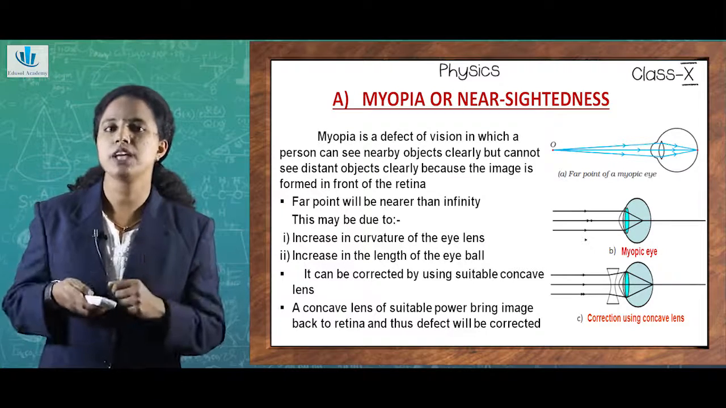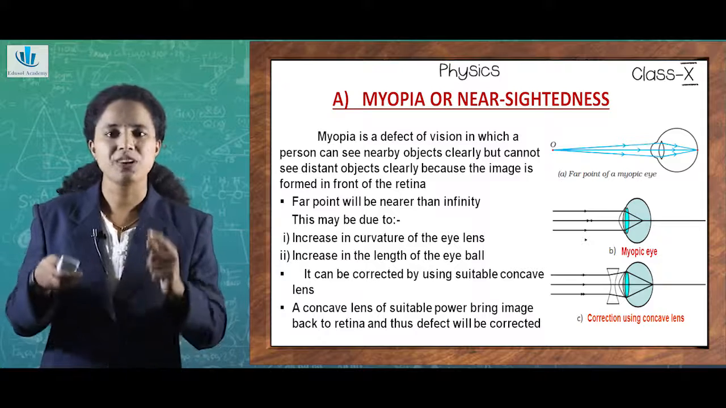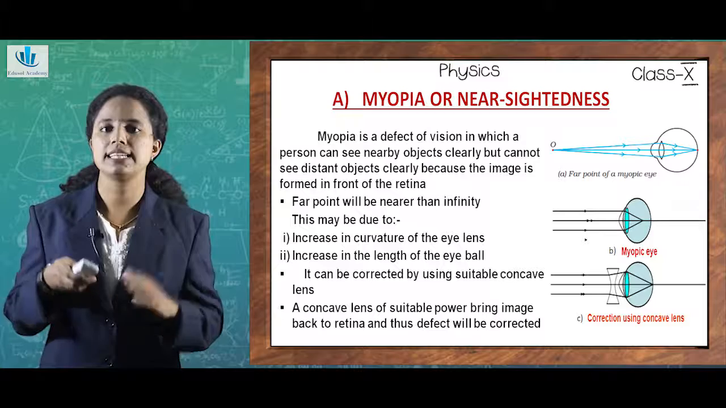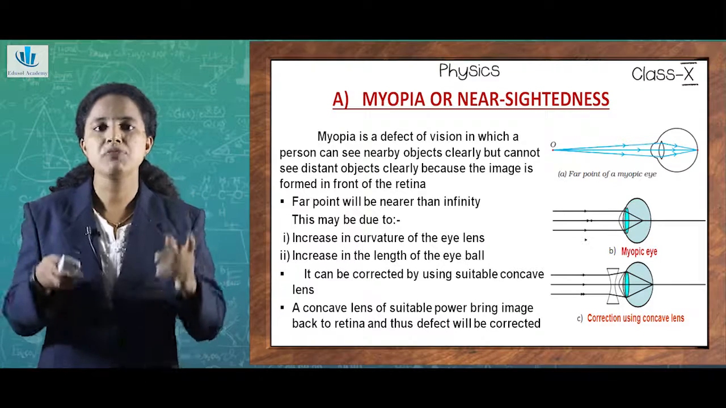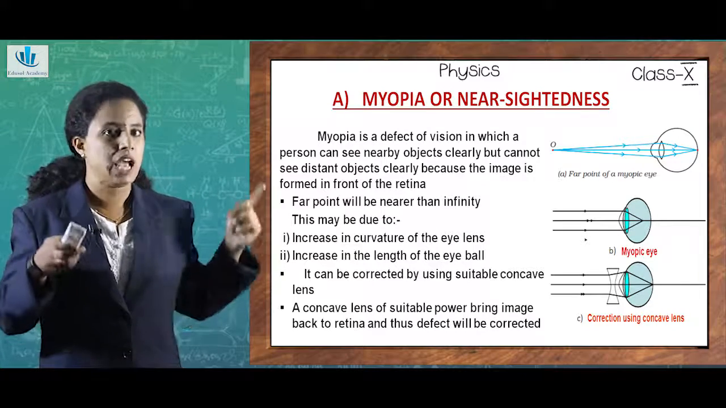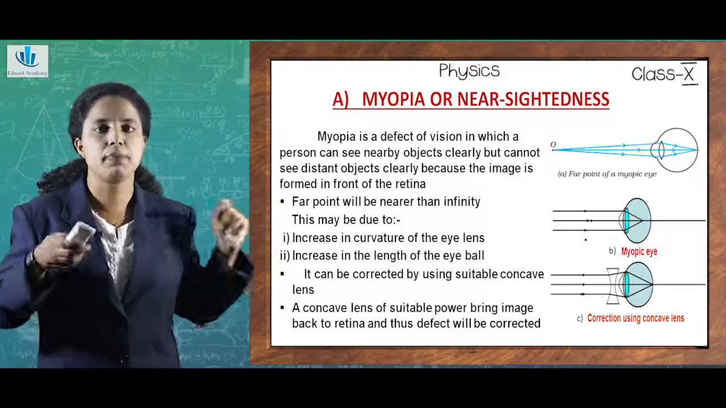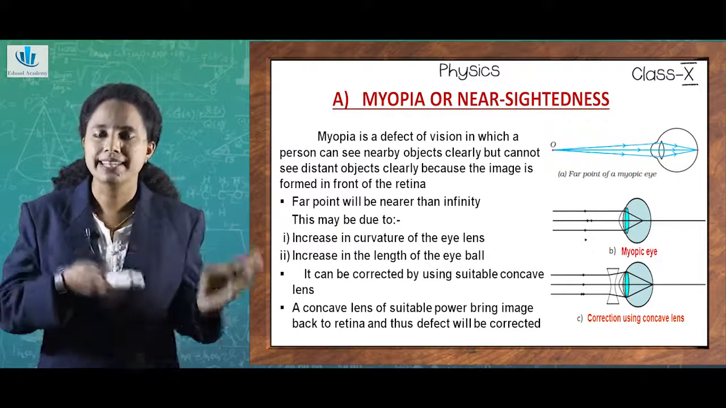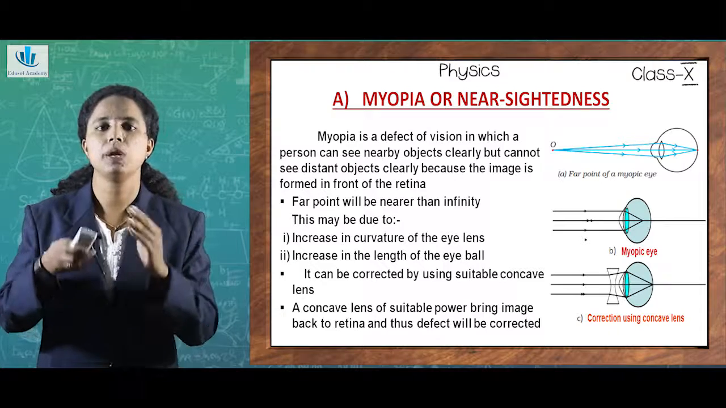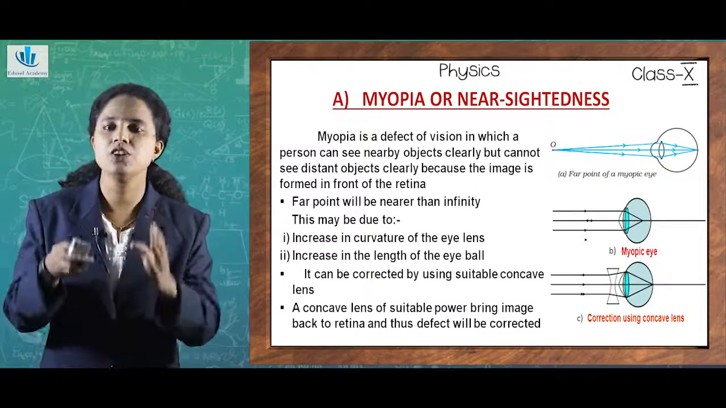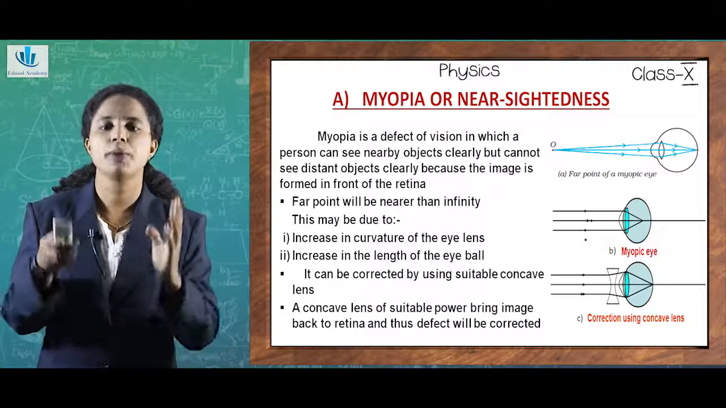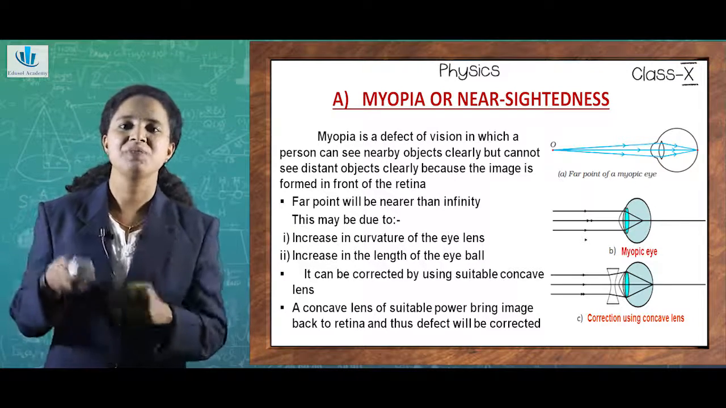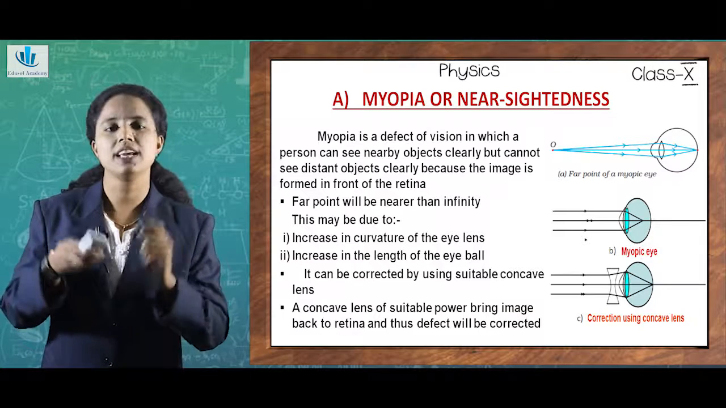So what was the speciality of the concave lens? We know that a convex lens is a converging lens. A concave lens is a diverging lens. So if I place, as in the figure, a concave lens in front of a myopic eye, it will bring the image back to the retina, and thus the defect will be corrected. So as a remedy for your myopic eye, in which the image is formed in front of the retina, you can use a concave lens.